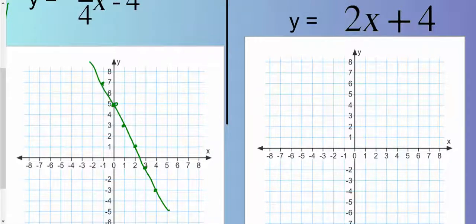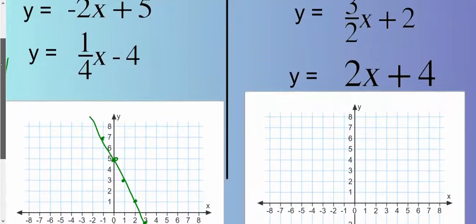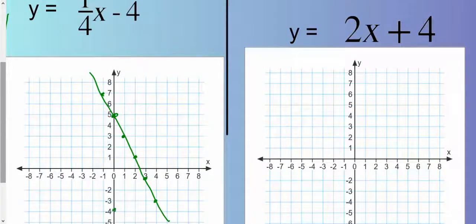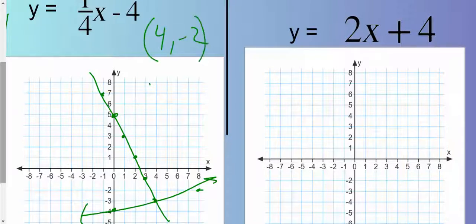You're going to want to use graph paper for this because the answer has to be precise. Negative 4 is the next y-intercept, and I'm going to go up 1 over 4. And they cross at (4, negative 2). So that would be my answer.